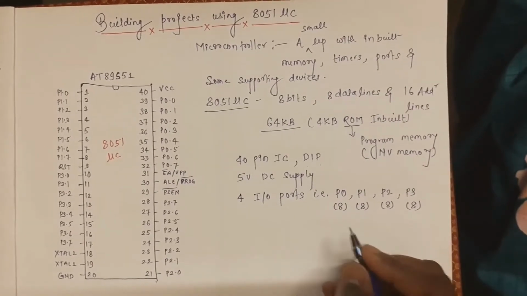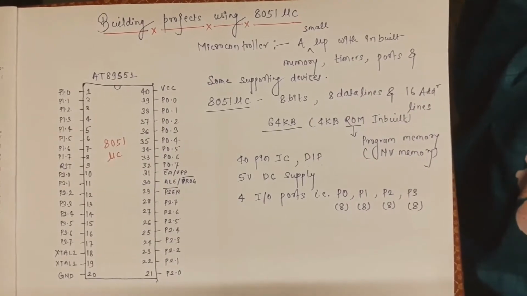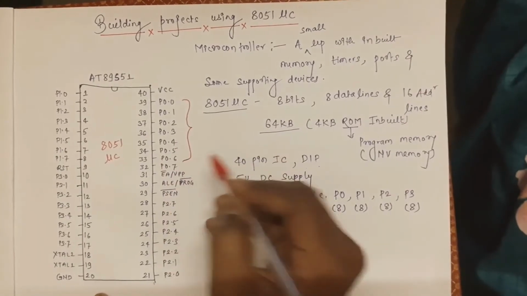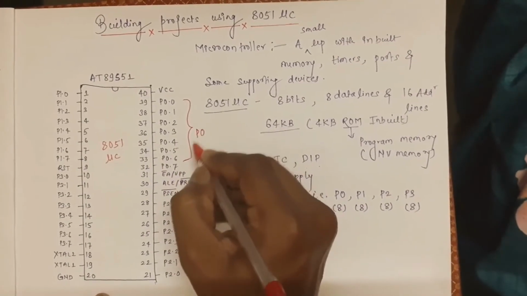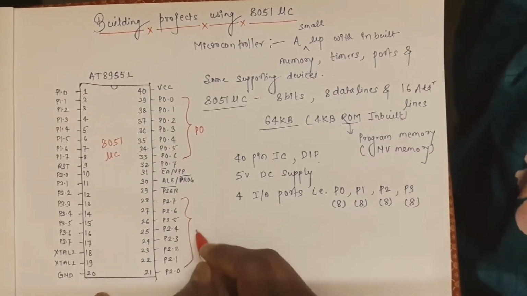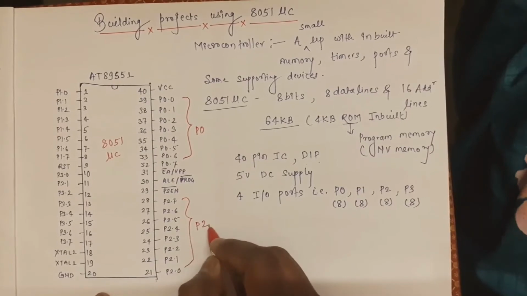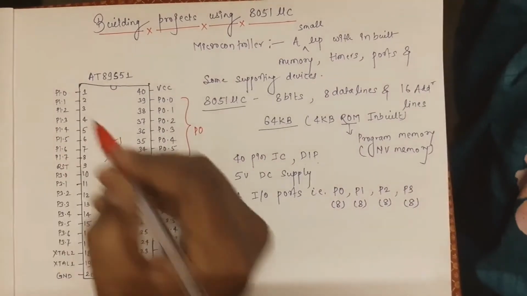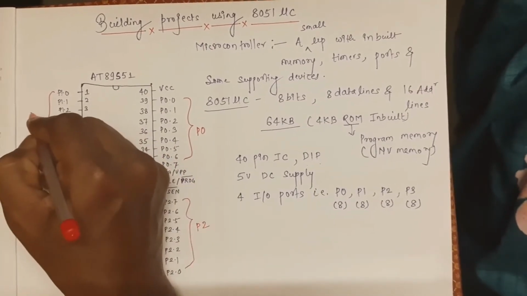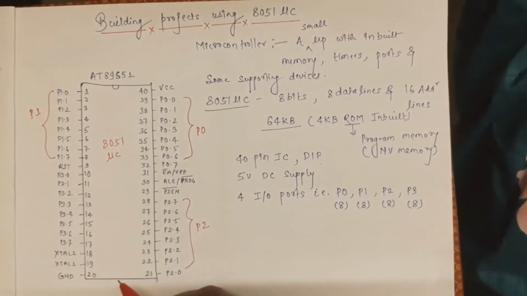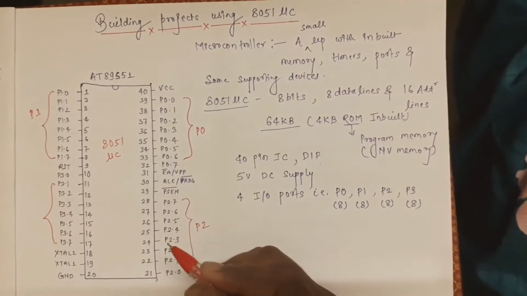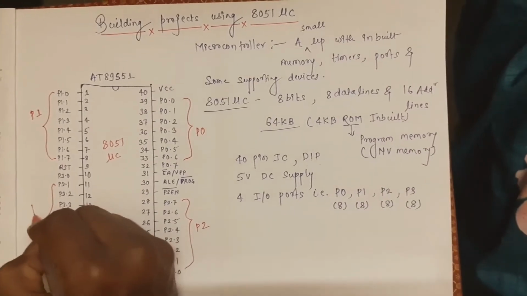Just see this thing in the pin diagram. It has 4 ports. Pin number 39 to 32 are port 0. Pin number 28 to 21 are port 2. Pin number 1 to 8 is port 1. Now pin number 11 to 17 are your port 3.